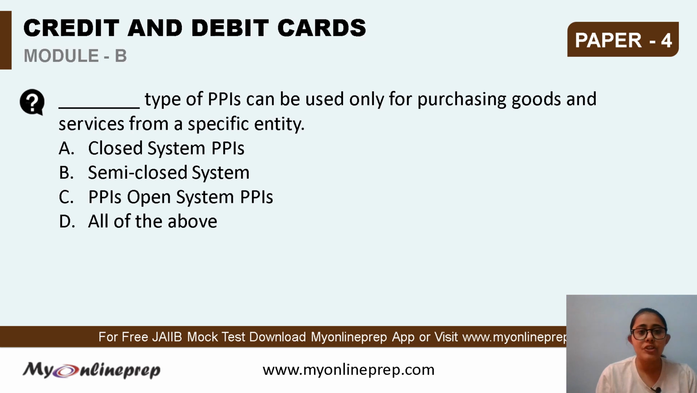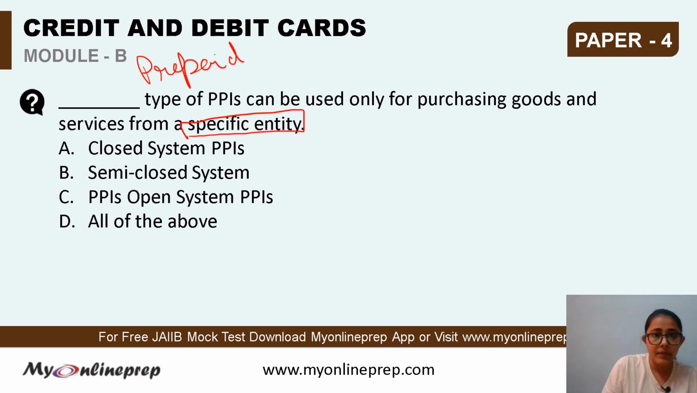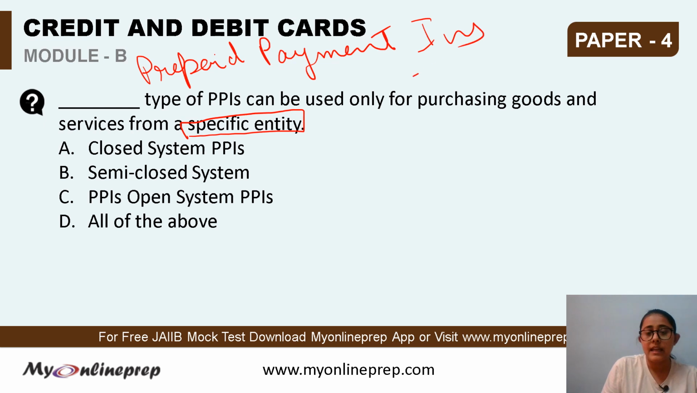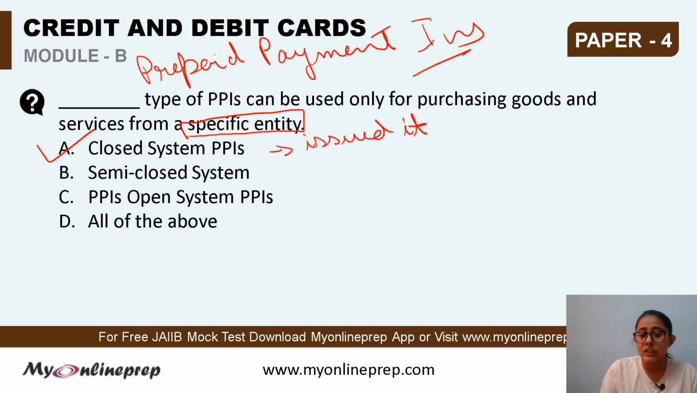The second question says: dash type of PPIs can be used only for purchasing goods and services from a specific entity. The options are A, closed system PPIs, B, semi-closed system PPIs, C, open system PPIs, and D, all of the above. PPIs are prepaid payment instruments, and the question is asking about purchases only from a specific entity. Which PPIs allow purchasing goods and services only from a specific entity? The correct option here is closed system PPIs. Only closed system PPIs allow the purchase of goods and services from a specific entity. When the PPI is issued, it is only valid for purchases from the entity which issued it, that is, the issuing entity. Buying and purchasing can happen only from the entity that issues it. So this is known as the closed system.